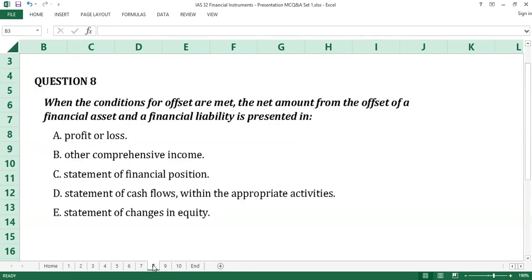Question number 8. When the conditions for offset are met, the net amount from the offset of a financial asset and a financial liability is presented in dash. A. Profit or loss. B. Other comprehensive income. C. Statement of financial position. D. Statement of cash flows within the appropriate activities. E. Statement of changes in equity. Time counts.